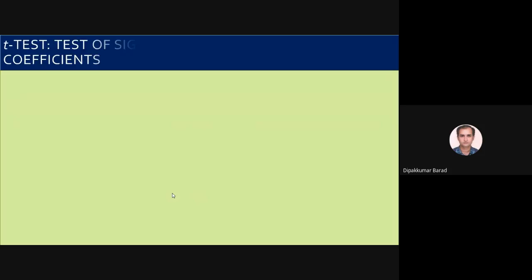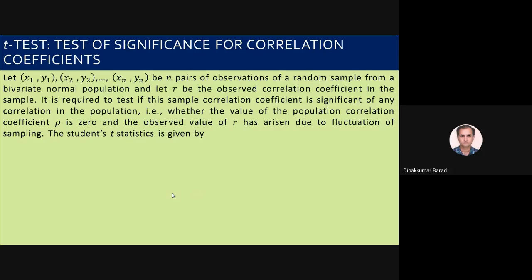Okay, so now the t-test, test of significance for correlation coefficients. Let x1 comma y1, x2 comma y2, and xn comma yn be a pair of n random variable samples from a bivariate normal population, and R the observed correlation coefficient in the sample. It is required to test if the sample correlation coefficient is significant of any correlation in the population. That is, whether the value of the population correlation coefficient rho is 0 and the observed value of R has arisen due to sampling fluctuations.